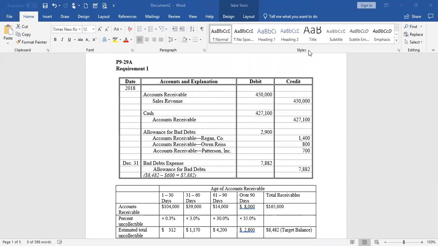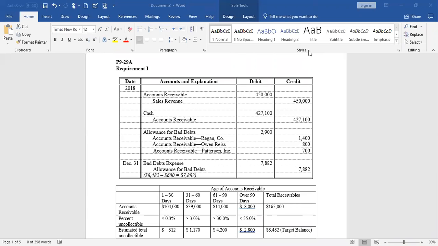So we're given a choice. And this is the more accurate method and usually the one that is used, because you're actually using the balance of accounts receivable to estimate for future bad accounts.